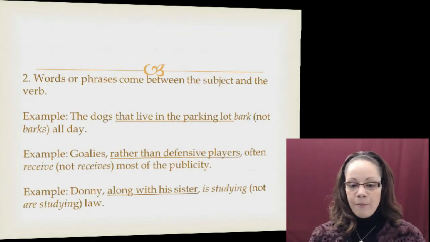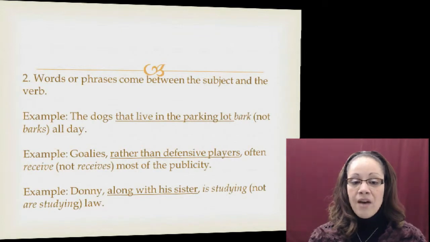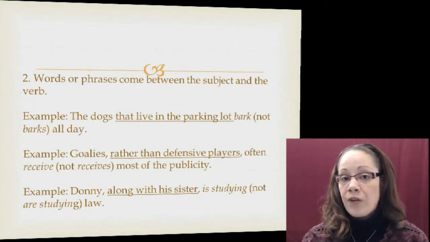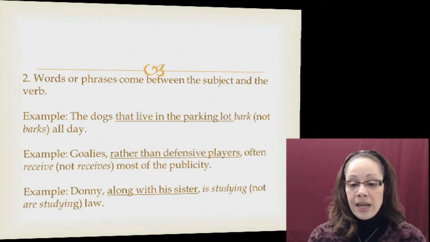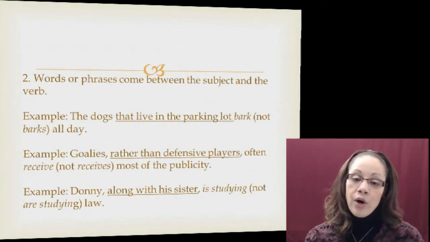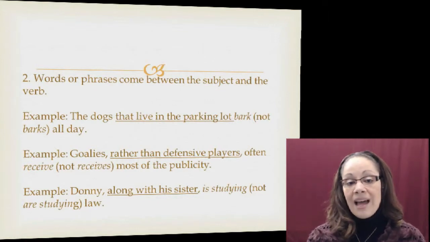And our last example, Donnie, along with his sister, is studying law. Is studying is our singular verb. Remember, you have your helping verb is and your main verb studying. Both words will be the verb of the sentence. So who or what is studying? Donnie is studying. And remember, in a previous module, we talked about prepositional phrases. And in this case, along with his sister is a prepositional phrase. So we know any words in that phrase will not be a part of our subject and our verb. So don't include sister as part of the subject of the sentence. Only Donnie is.